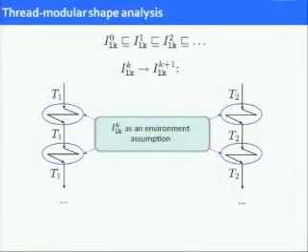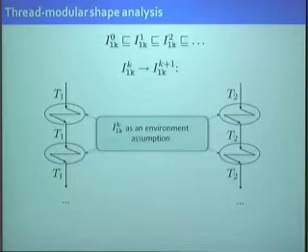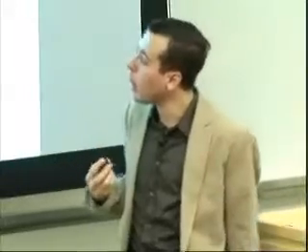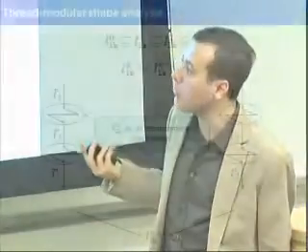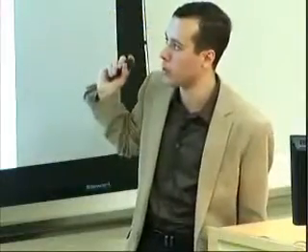Okay? And the way the analysis will move from one element in the chain to the next is it will analyze every thread in the program, taking the current approximation i_k of the resource invariant as the environment assumption, assuming that the other threads respect this resource invariant. And from this analysis, it will infer the new approximation of the resource invariant. So you see there is some kind of a thread-modular reasoning going on here.